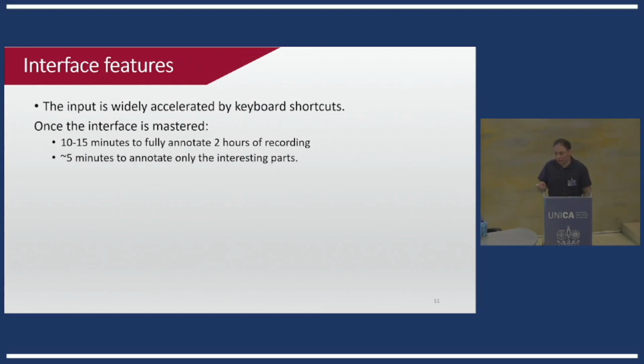So we have worked a lot on the interface to reduce the time of annotation, because it could be very long if we don't do that. We have put a lot of keyboard shortcuts and mouse manipulation. We can really speed up the annotation. Globally, if you want to annotate a 2 hour recording, it can take 10 to 15 minutes. But in general, we ask only 20% of annotation, so we can count 5 minutes to annotate only the interesting part.